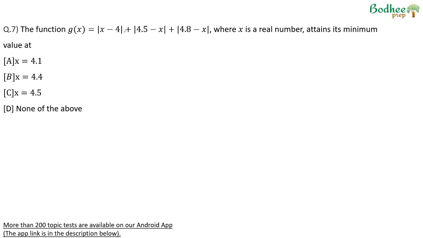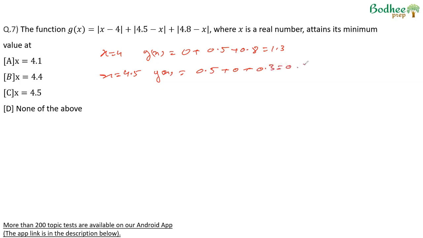The function g(x) is equal to |x minus 4| plus |4.5 minus x| plus |4.8 minus 5|, where x is real, attains its minimum. Let us just look at the critical points, because that is where the slope of the line changes. At x is equal to 4, g(x) will be 4 minus 4 is 0, 4.5 minus 4 is 0.5 plus 0.8, which comes out to 1.3. At x is equal to 4.5, g(x) will be 4.5 minus 4, 0.5 plus 0 plus 0.3, which is 0.8.